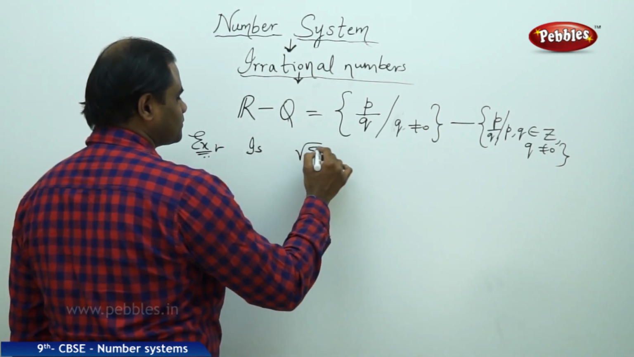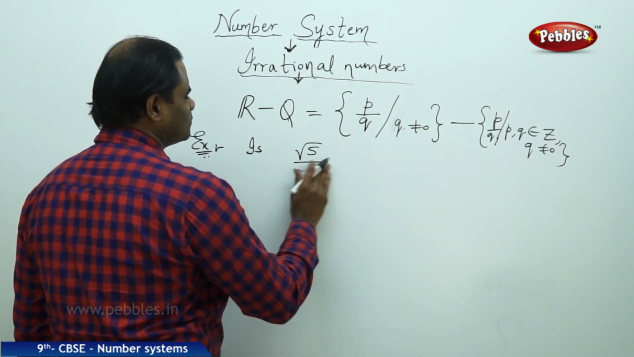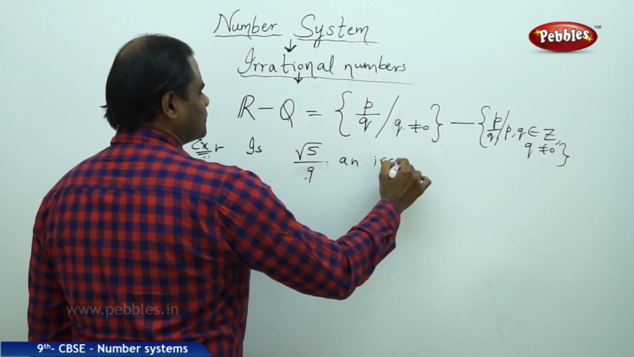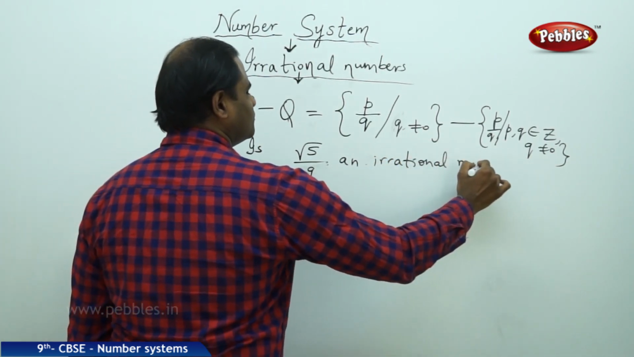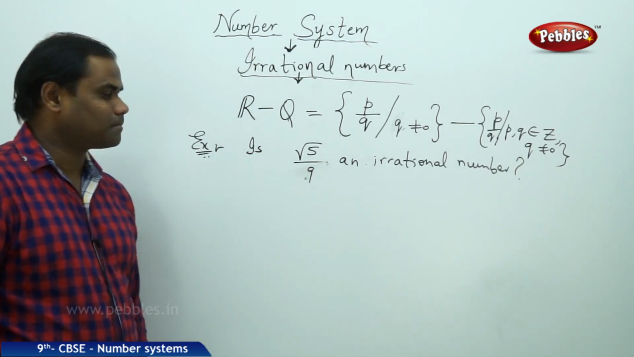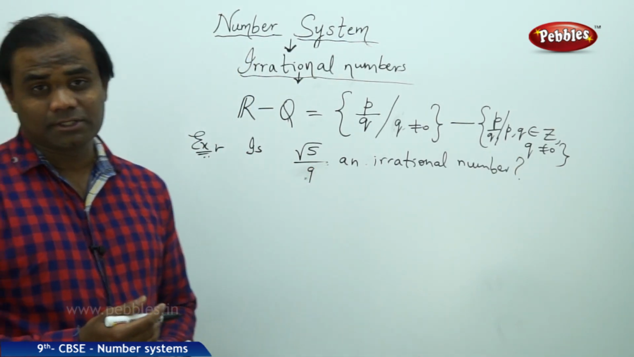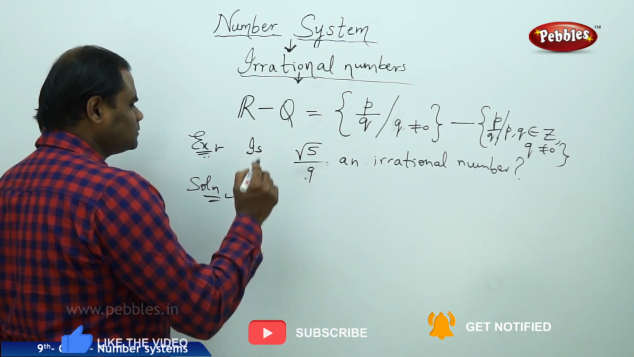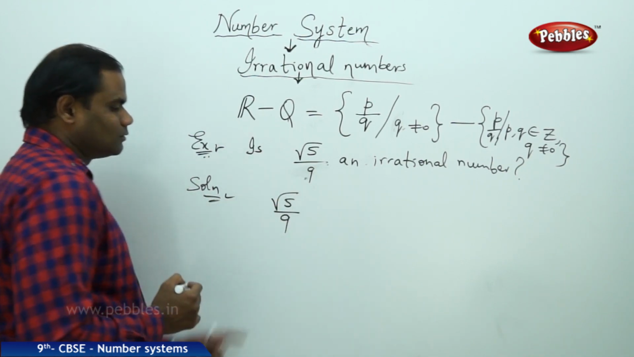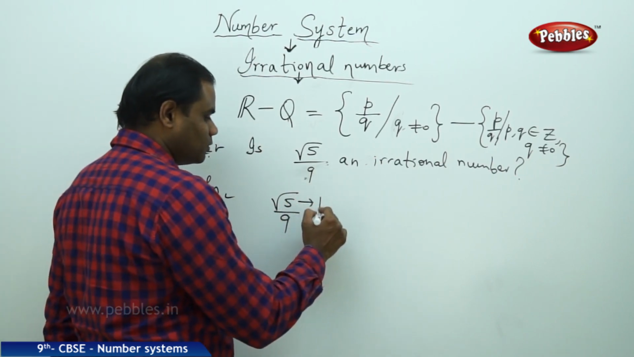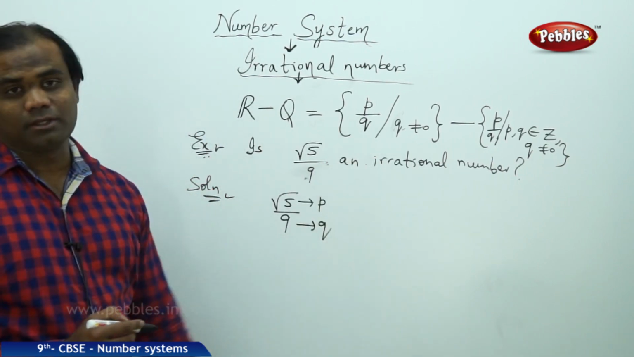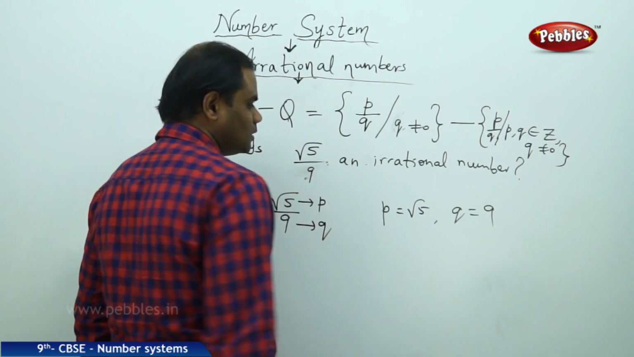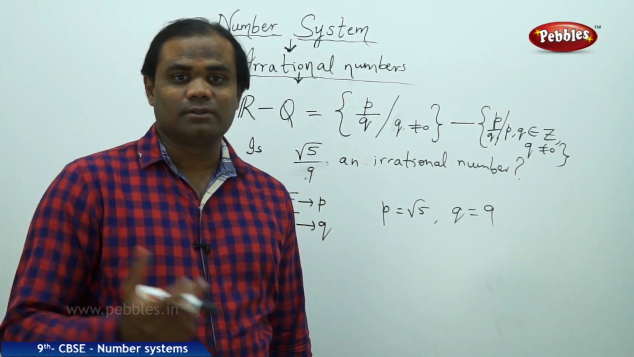Is root 5 over 9 an irrational number? That is the question here. Let's test whether it is rational or irrational. Root 5 over 9 can be differentiated with the numerator being p and the denominator being q. Clearly my p is root 5 and my q is 9. So let me put this through the two tests of rational numbers.